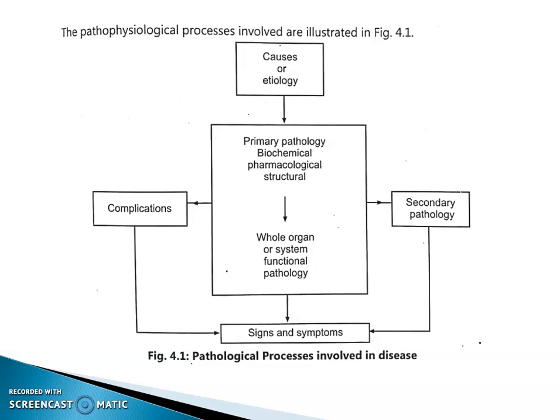So, the pathophysiological process starts with identification of a cause or etiology, then study of primary pathology or biochemical, pharmacological, structural changes, then whole organ or system functional pathology, then signs and symptoms are observed. But after primary pathology, if there are complications, those complications are observed first, then the process continues with signs and symptoms. Even sometimes after primary pathology, it is necessary to study the secondary pathology if complications are observed. And then signs and symptoms are again observed for the disease. So this is how the pathophysiological process is involved to identify the cause of disease and the pathophysiology of that particular disease.